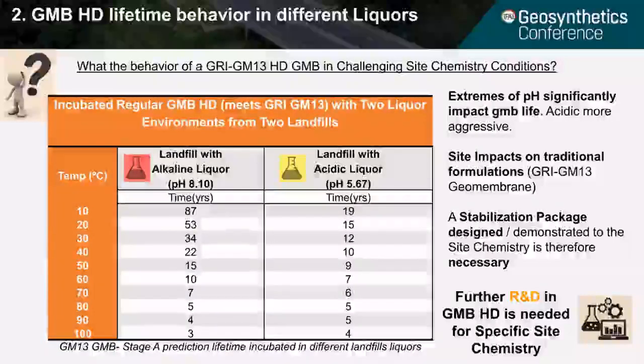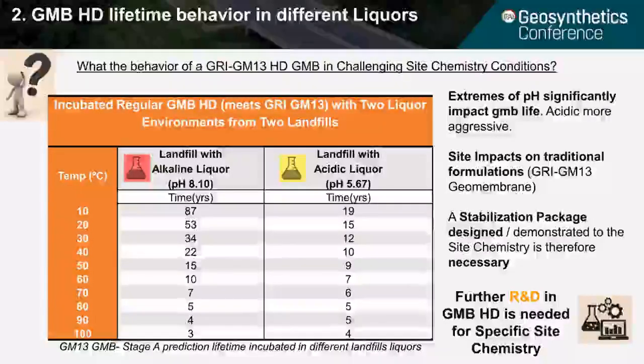By setting, at the same time, three immersions in those liquors with different temperatures, lifetime extrapolations have been obtained, reproducing their Stage A prediction lifetime in these environments. Analyzing the table results, it can be seen that pH incubation significantly impacts geomembrane life. Both immersions, even at low temperatures, the lifetime prediction is considerably lower than in ambient environment.